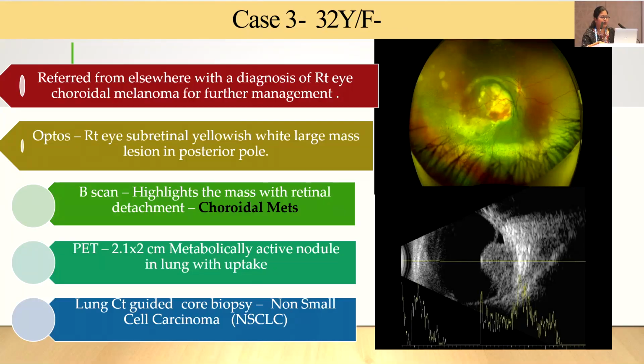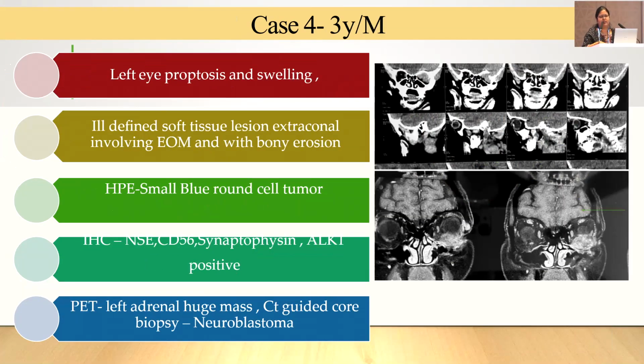This is another case who was referred to us with choroidal melanoma, but her Optos and B-scan features, and even the A-scan, were more in favor of choroidal metastasis over choroidal melanoma. That was confirmed by our retina colleagues, and we did a PET scan and saw a 2-centimeter nodule in the lung. It was a non-small cell carcinoma of the lung. This is a 3-year-old child who came with left eye proptosis and swelling. Histopathology showed a small blue round cell tumor.